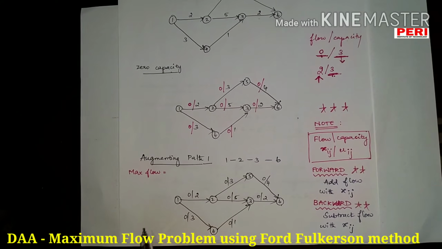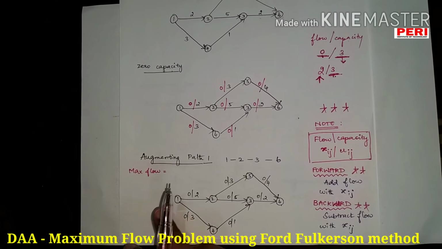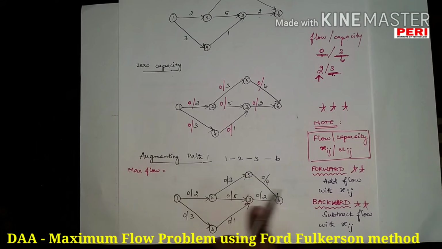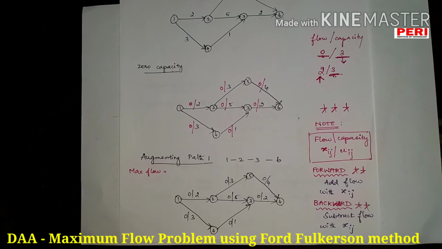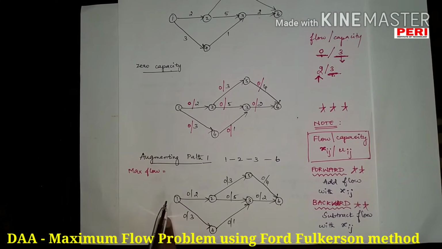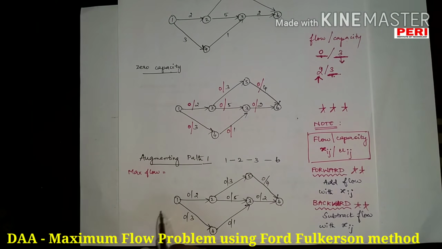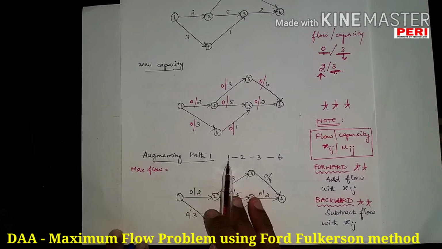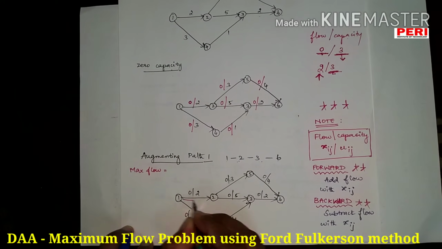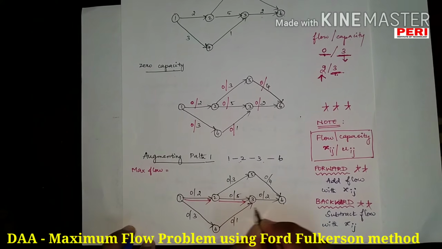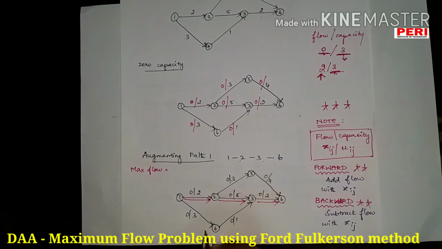Now you can choose any path as you wish. It is not compulsory that you choose only this path first and that path second. Nothing like that. You can choose any path of your wish from the source to reach the destination. Say for example, I am choosing this path: 1 to 2, 2 to 3 and 3 to 6. So I am choosing this path.